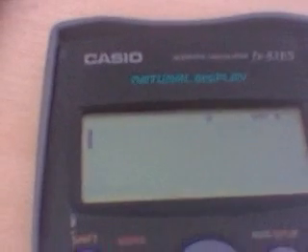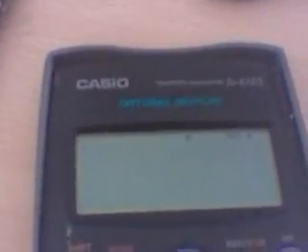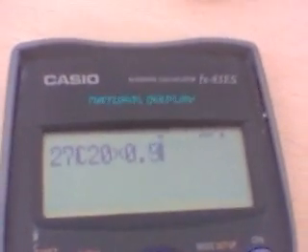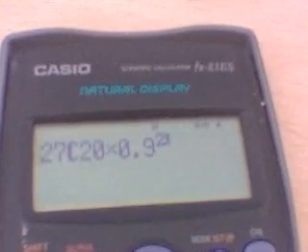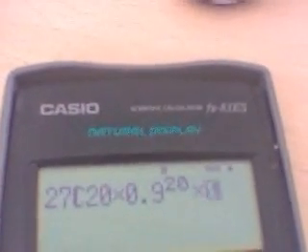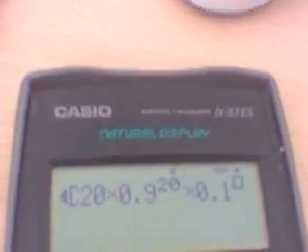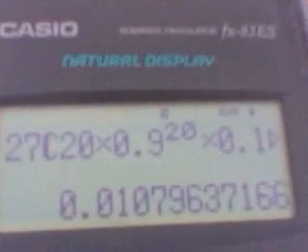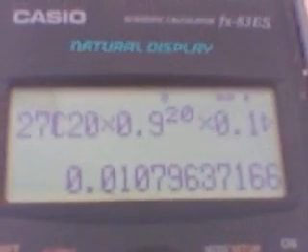Now on that last calculator input, I pressed equal after each stage, being very careful doing things in small steps, but it is okay to just type in 27 choose 20 times by 0.9 to the power 20 times by 0.1 to the power 7. And as you can see, we've got exactly the same answer as before.